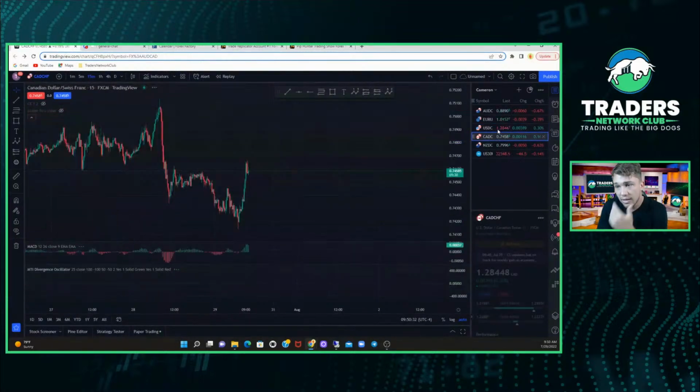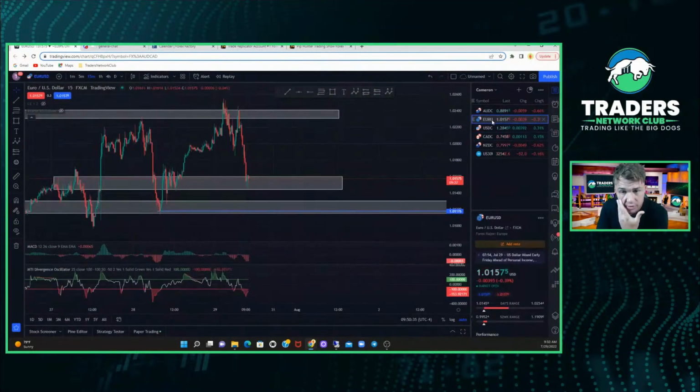Okay, so US CAD. Let's go ahead to the CAD Swiss. Do we got anything year on the year? Nope, still moving sideways. Let's go ahead and move on to the CAD Swiss.